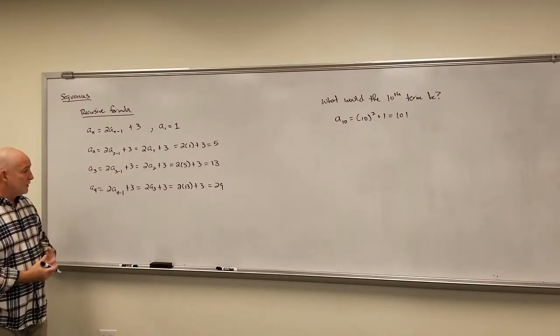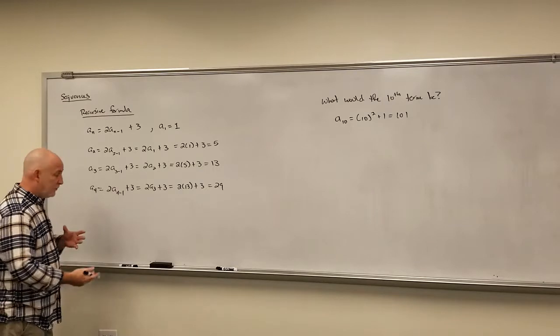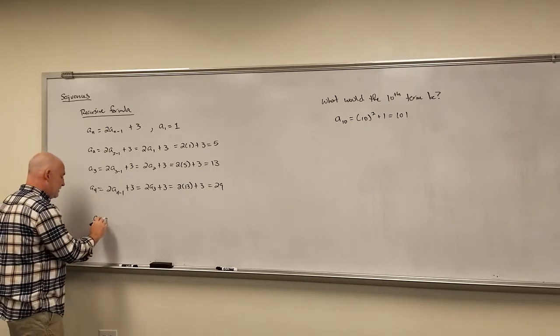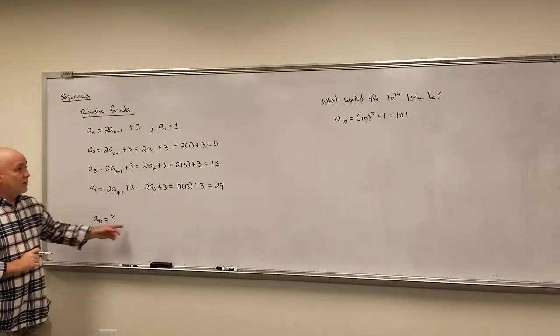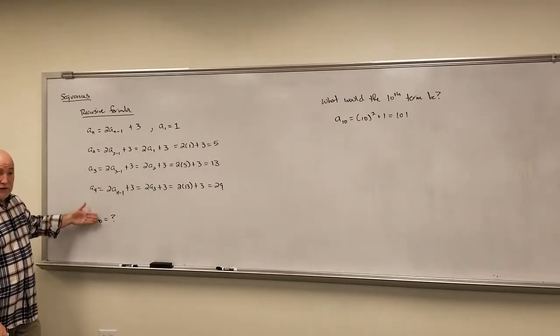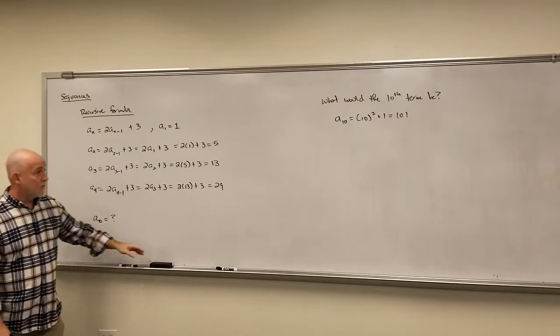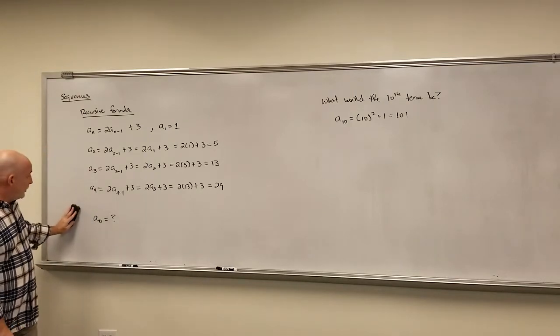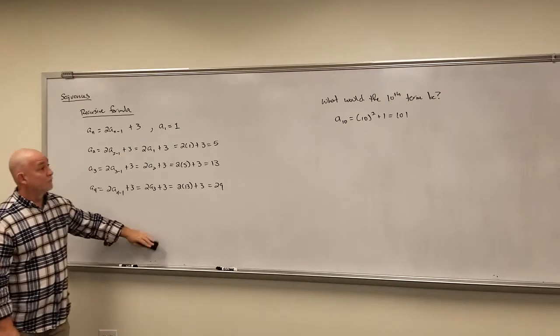Now, here's the problem with these. I can't do this right away. I can't say, what's a sub 10? Like we could with our last one, we could just jump to any value we want. To find a sub 10, I have to find all the values before it. That is one of the problems with our recursive formulas.